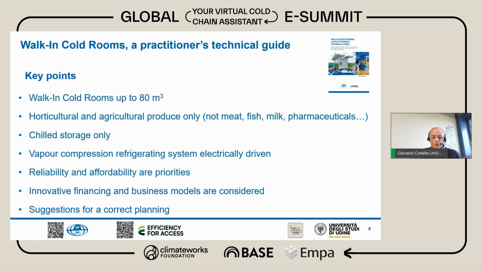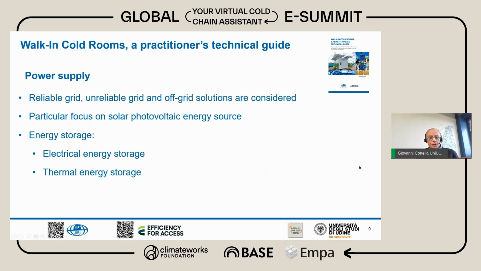Reliability and affordability are priorities. However, such technologies, to be reliable and affordable, are also expensive for some markets, and therefore some financing and business models are to consider, and we did. Suggestions for a correct planning are therefore given for the best exploitation of the investment to avoid the white elephants. There are numerous white elephants, unfortunately. And finally, further reading is also signposted because further suggestions or alternative and complementary solutions could be interesting for the reader. So it's quite a wide scenario.